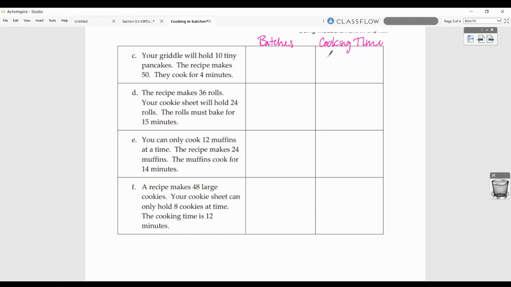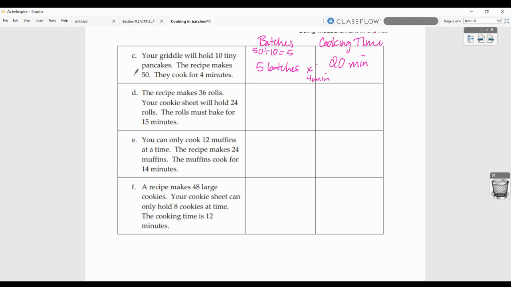Griddle will hold 10 tiny pancakes. The recipe makes 50. So you're going to do 50 divided by 10. I'm going to just do the work in here because I don't have a lot of room on the page. So I'm going to have to do 5 different batches of pancakes. The cooking time for each one is 4 minutes. I'm going to multiply that by 4 minutes. So that means that it's going to take me 20 minutes to cook pancakes.